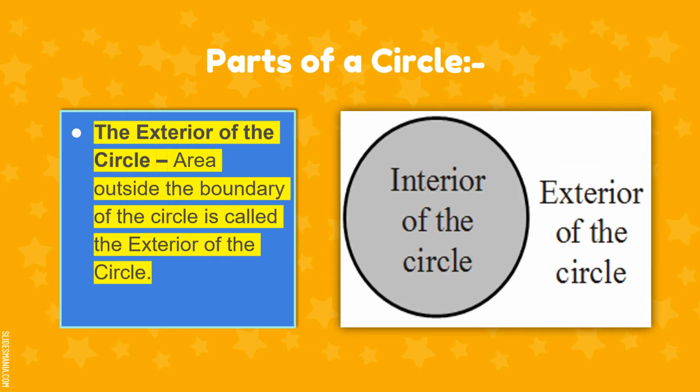What is the exterior of the circle? Yes, the area outside the boundary of the circle is called the exterior of the circle. What is boundary? That is circumference. So I may write any point here outside. Let me write one point as P. So where is P? It is outside the circle. May I draw one more for you? Let me draw one over here, and I call it Z. So here 2 points, point P and point Z, are outside the circle, or we will call it are in the exterior of the circle.